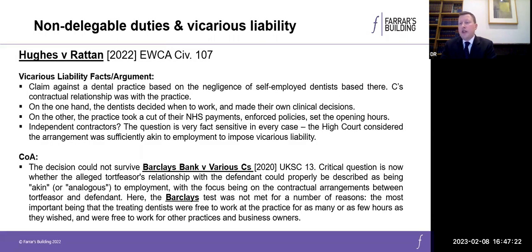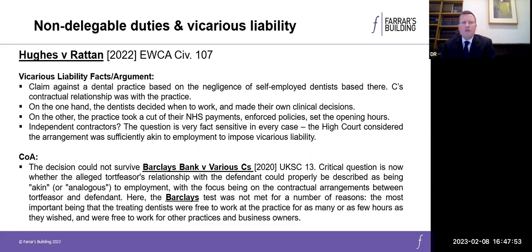That brings us to the third of the general principles to discuss, and that is liability that attaches through a non-delegable duty or attaches indirectly through the doctrine of vicarious liability. And both of those are doctrines that have had significant developments over recent years. Both of the routes to liability just described were addressed in the case of Hughes and Rattan.